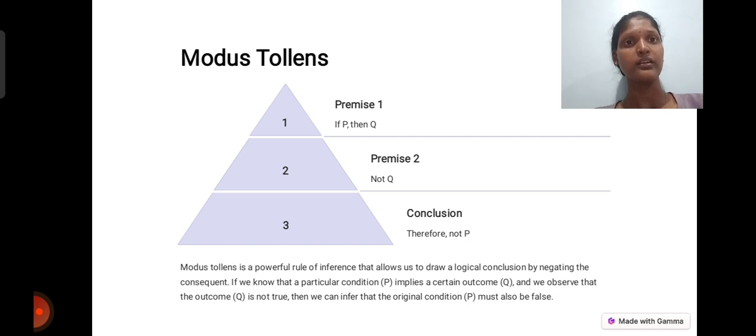Modus tollens. It is a powerful rule of inference that allows you to draw a logical conclusion by negating the consequent. If we know that a particular condition P implies a certain outcome Q, and we observe that the outcome Q is not true, then we can infer that the original condition P must be false. In case 1, if P then Q. In case 2, not Q. If Q is false, the conclusion is therefore not P.